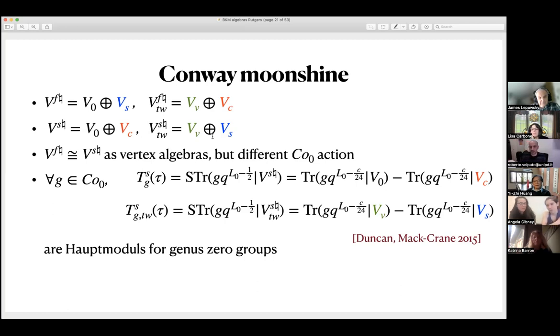Okay. So the only thing that changes from the first to the second line is really the action of the Conway group. In particular, the Conway group Co0 fixes an element in VS, which is my supercurrent, but doesn't fix any element in VC, for example.